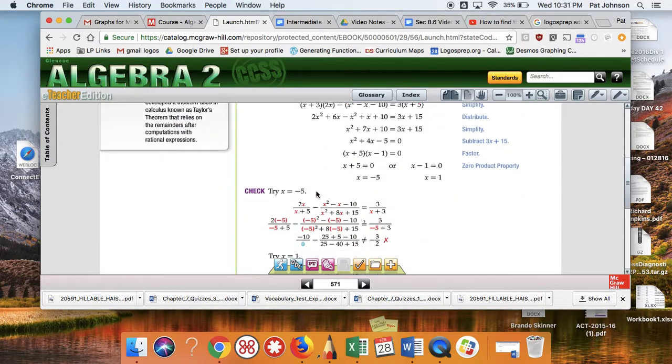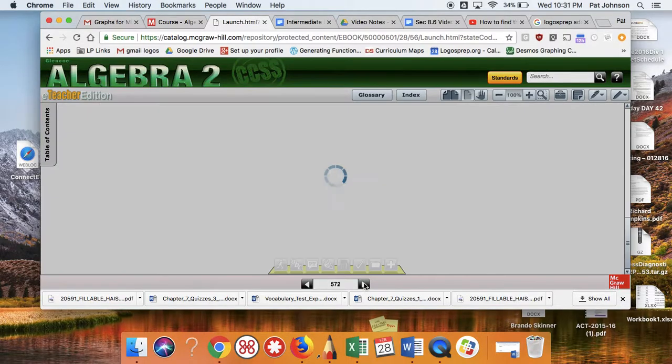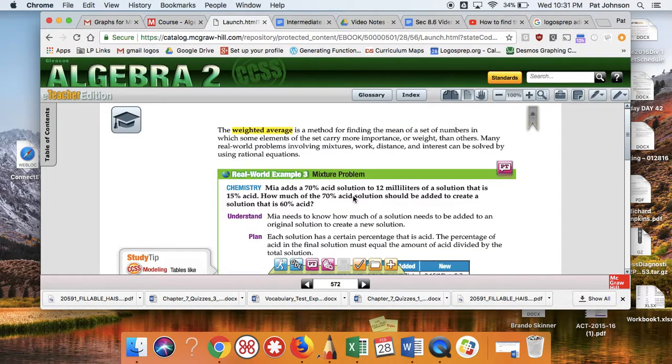Now, moving on. We're going to talk about some chemistry. We're going to talk about weighted average. What is weighted average? That's our next vocabulary. Weighted average is just a method for finding the mean, which means average, of a set of numbers in which some of the elements of the set carry more weight than others. And we use this a lot in mixture, work, distance, and interest problems using rational equations.